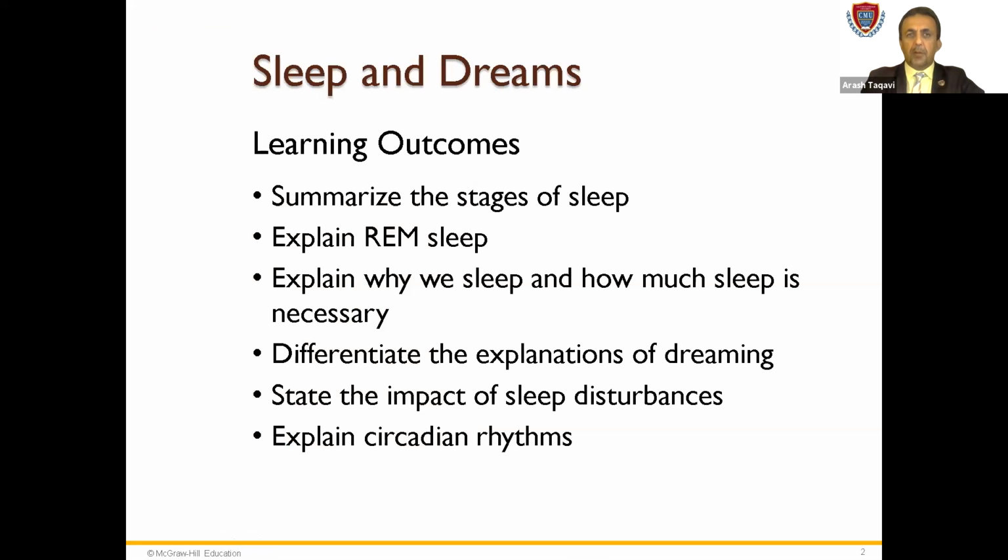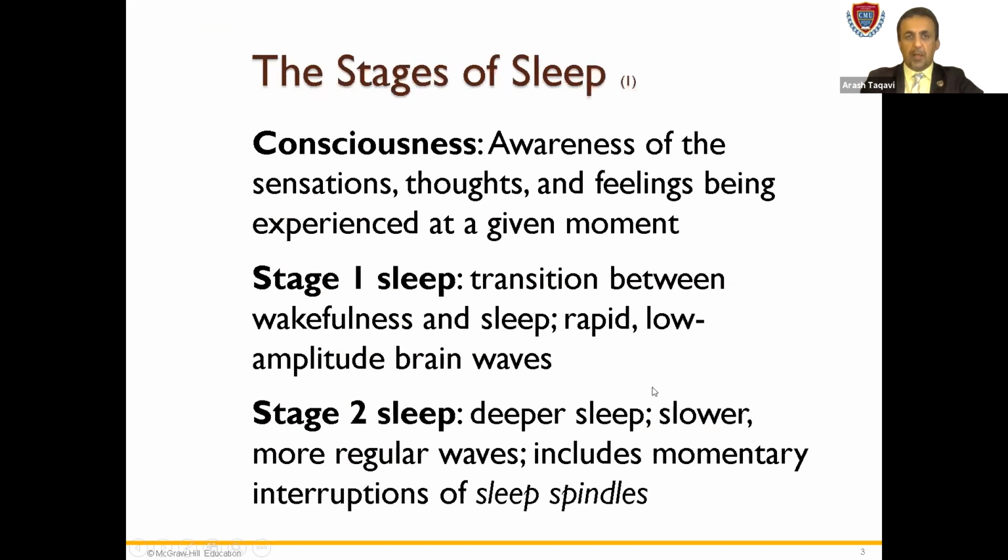In the part about sleep and dreams, the learning outcomes are to summarize the stages of sleep and explain REM sleep, explain why we sleep and how much sleep is necessary, differentiate the explanations of dreaming, state the impact of sleep disturbances, and explain circadian rhythms, the daily rhythms, 24-hour rhythms, biological rhythms. At first, the stages of sleep.